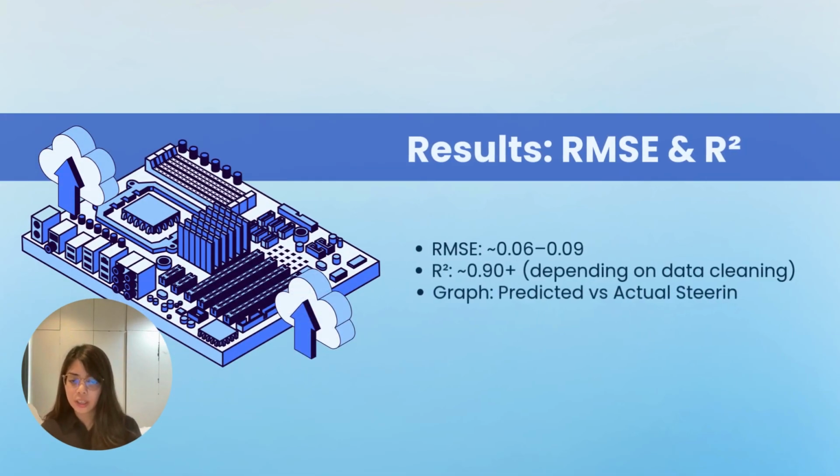After training, the model achieved an RMSE of around 0.06 to 0.09, which means the average prediction error is quite small, or near zero. Our R-squared value is above 0.90, showing that the model can explain over 90% of the steering behavior in the data. Overall, our model performs very well for a simple feed-forward architecture and proves that telemetry alone is powerful enough to capture driving behavior.